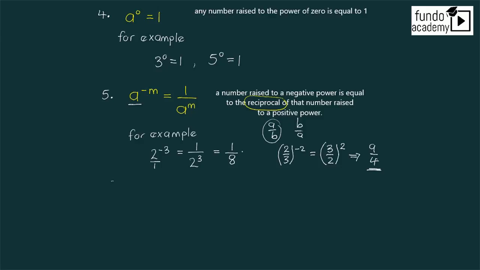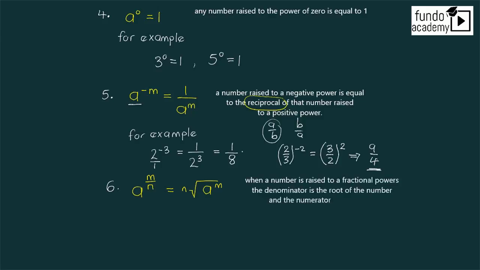Okay, so let's move on to the last law of indices. We're going to be applying these laws in solving problems very soon. According to the last one, which has to do with fractional powers, if you have a raised to the power of m over n, which is a fraction, then you get the nth root of a raised to the power of m. So here we are saying when a number is raised to a fractional power, the denominator is the root of the number and the numerator is the power.